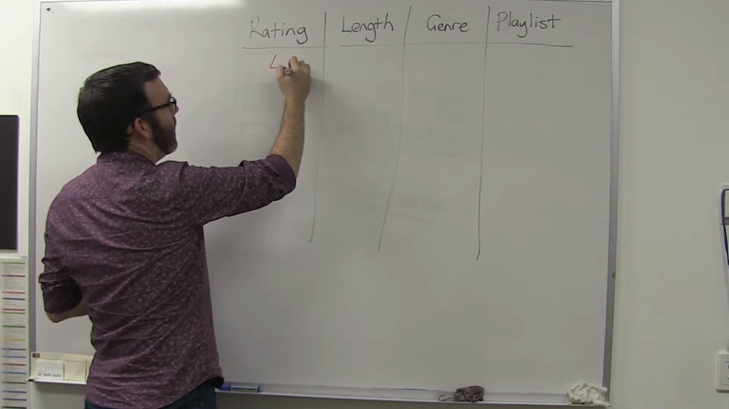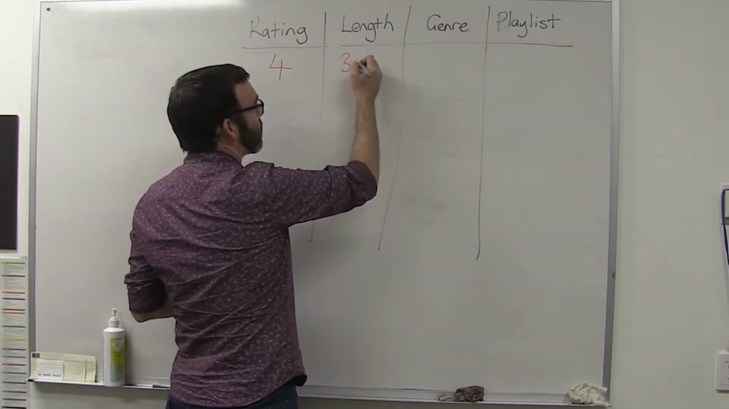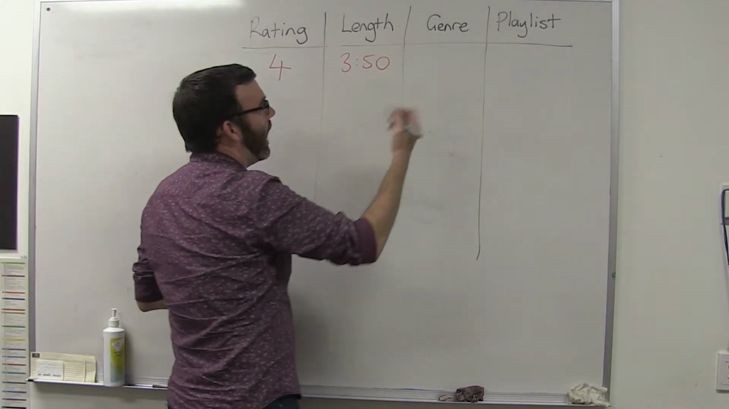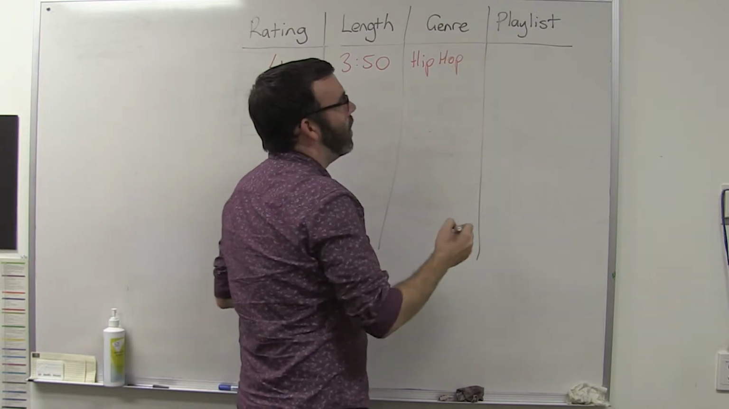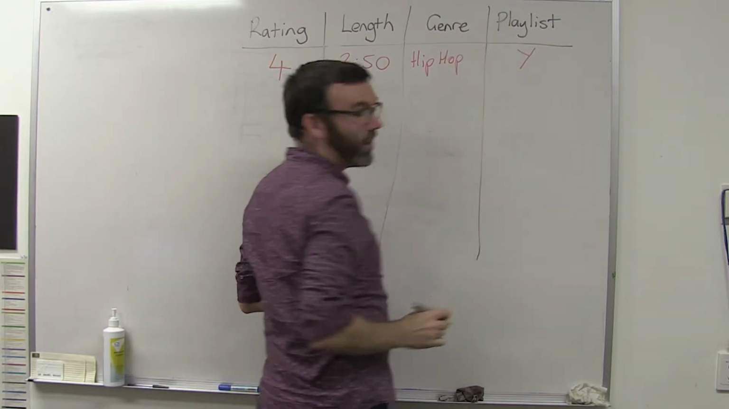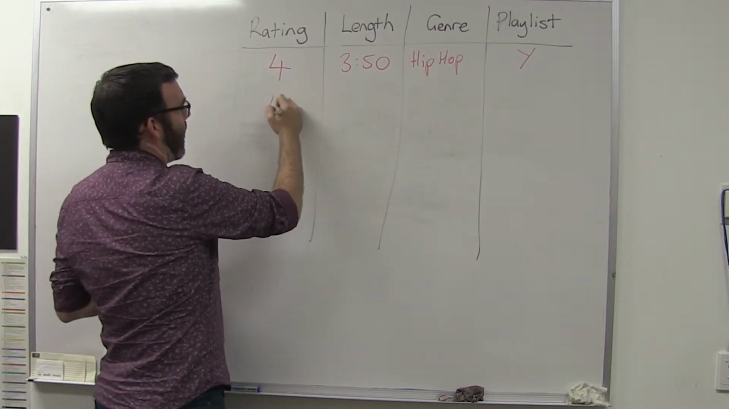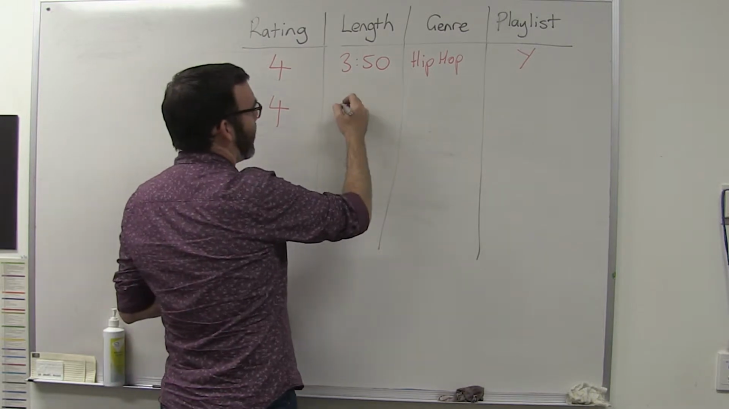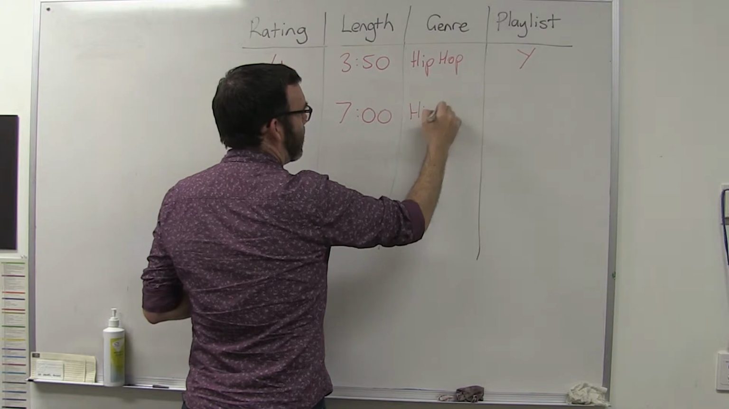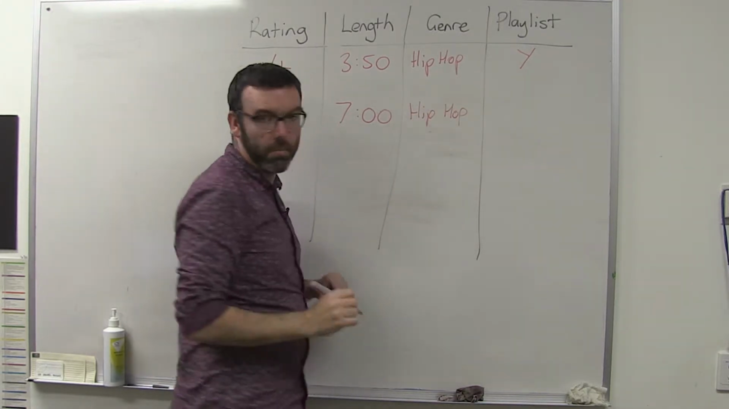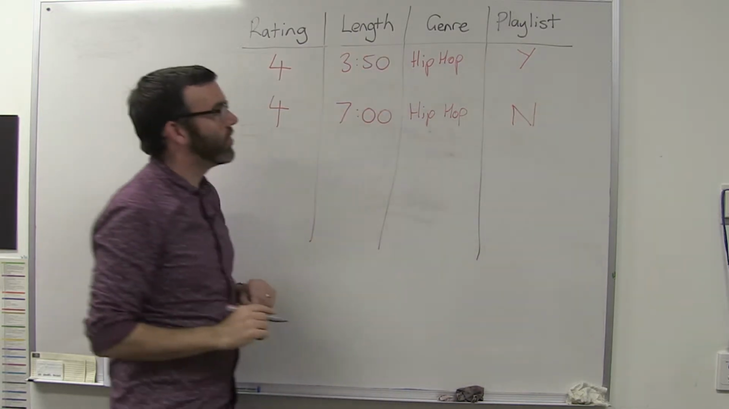And so let's start with some rating information. If we take a song that has a rating of 4 stars, has a length of 3 minutes and 50 seconds, and the genre, say, is hip hop, we might say, yes, this is included in our playlist. Then we give another song which has a rating of 4. Its length is 7 minutes and is also a hip hop song, but say that this is not included in the playlist.